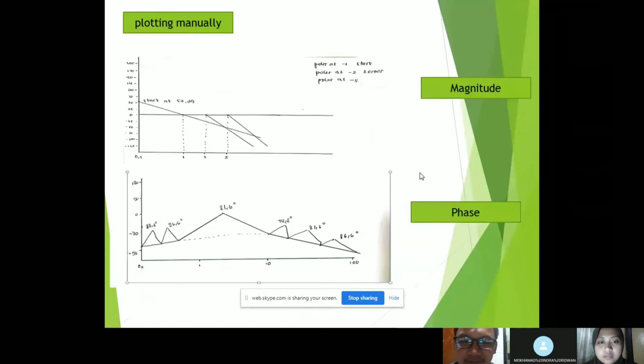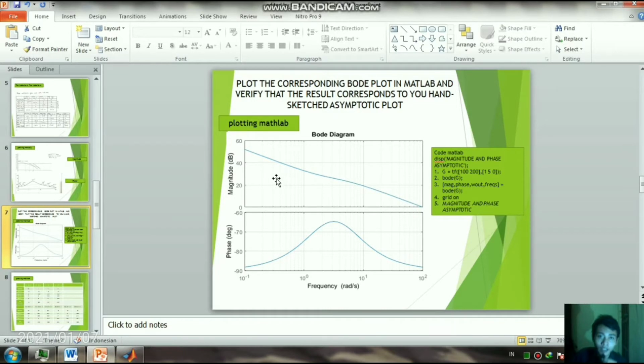Okay, next. This is the result of plotting manually in magnitude and phase. This is a plot that verifies that the result corresponds to the asymptote plot. And this is the MATLAB plot.